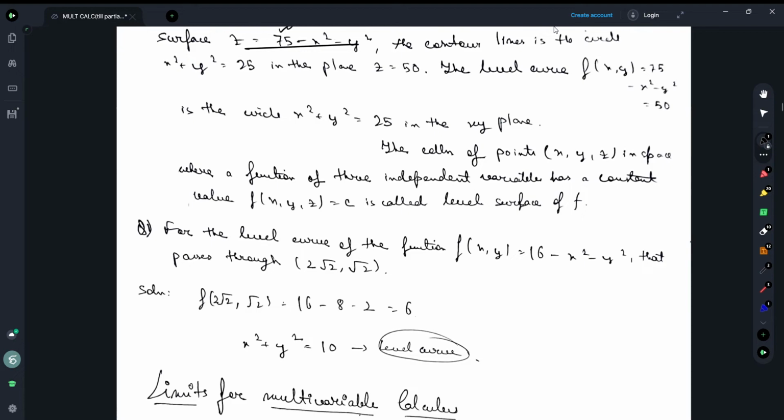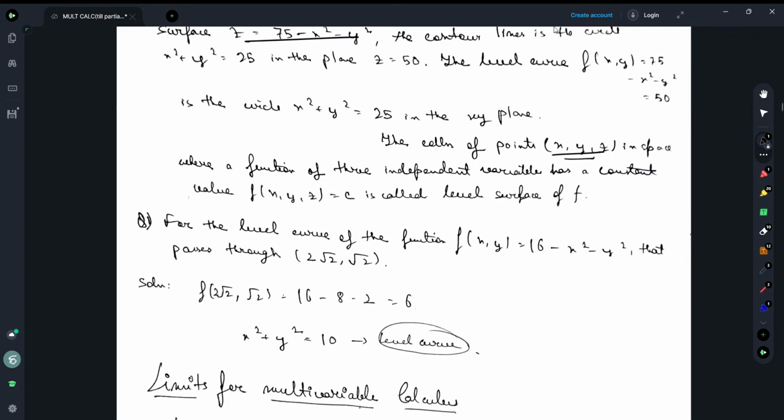Further, the definition of a level surface: the collection of all points x y z in space where a function of three independent variables has a constant value f x y z equals c is called the level surface of the function. Let us take an example.